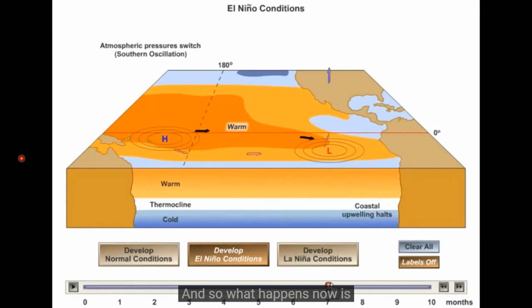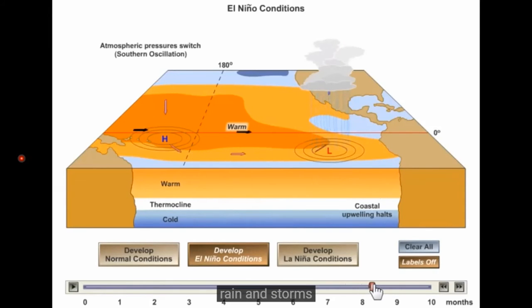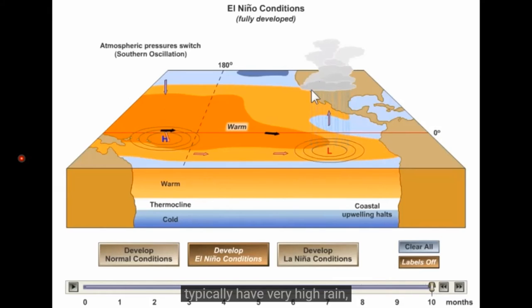And so what happens now is that warm water fuels rain and storms, and the trade winds are actually reversed in direction. And this part of the ocean now becomes the rainy, stormy side of the ocean. And so during an El Nino, we typically have very high rain and lots of storms and flooding over on this side of the Pacific, from California on down to South America.